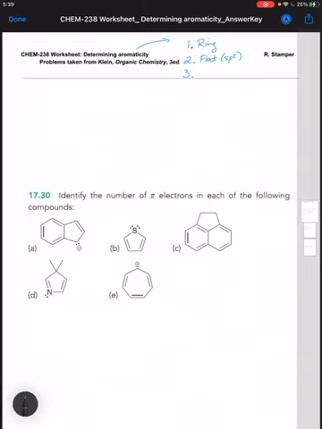And we have to have that magical number of pi electrons. And remember that formula is 4n plus 2, where n is any integer. So we're talking about numbers like 6, 10, 14 pi electrons. We have to determine those first. So this first question, 1730, asks us to do that pi electron counting.